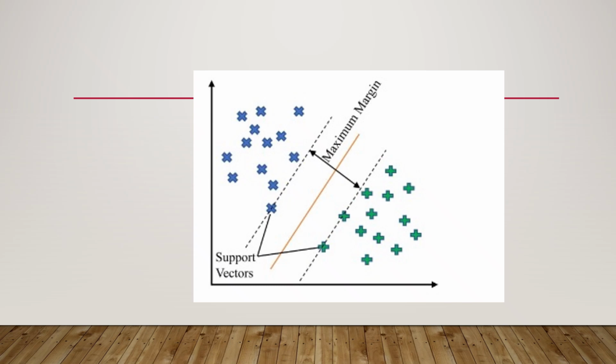That hyperplane is considered the hyperplane of the given SVM, and the data points which lie on that margin are considered support vectors. Here, if this is considered a hyperplane, then this point and this point are considered support vectors of this hyperplane. Because of these points only, this hyperplane is identified and chosen. That's why these are considered support vectors for this given data.